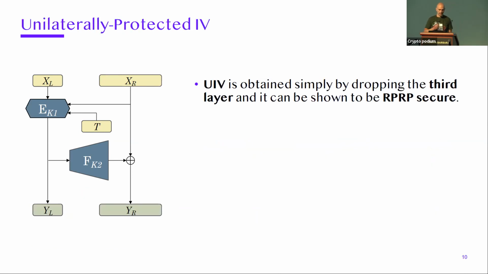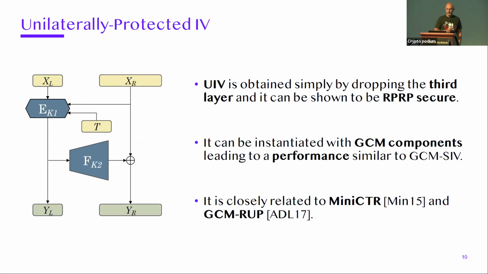And then our construction, which we call the unilaterally protected IV, is simply obtained from this construction by dropping the last round. This construction was already considered by Shrimpton and Terashima, but it was shown to be not sufficient for SPRP security, and hence it was dismissed. But here we show that it's enough for achieving RPRP security. So it automatically gives a separation showing that RPRPs are strictly weaker than SPRPs. Another nice feature of this construction is that it can be instantiated from GCM components, leading to a performance characteristic that is very similar to GCM-SIV.